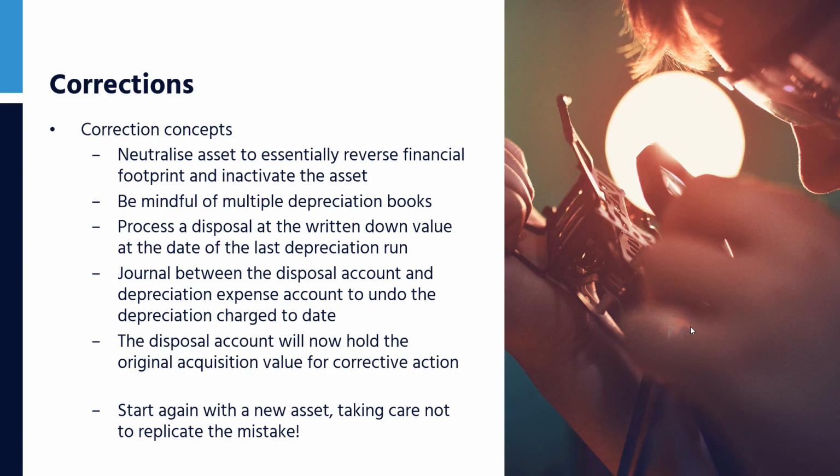And yeah, you're essentially going to want to process a disposal at the written down value at the date of the last depreciation run, and then do some journals to essentially undo the depreciation charge to date at a general ledger level. And then your disposal account, once you've been through that, will hold the original acquisition value for you to base your corrective action off. So that's essentially going to be starting again with a new asset and making sure you don't replicate that same mistake.